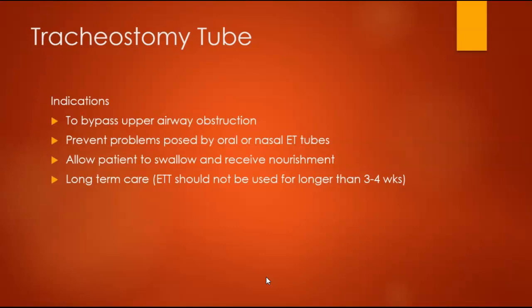Tracheostomy tubes allow patients to swallow and eat, so it's a much better quality of life for a patient when they're trached versus intubated. So you see these a lot in long-term care facilities. Endotracheal tubes usually aren't supposed to be used for longer than about 21 days. So after about 21 days of being intubated, usually the recommendation is to do a surgical trach placement.